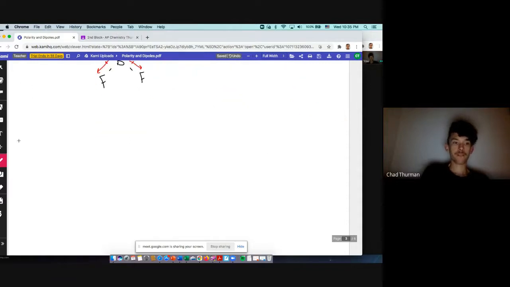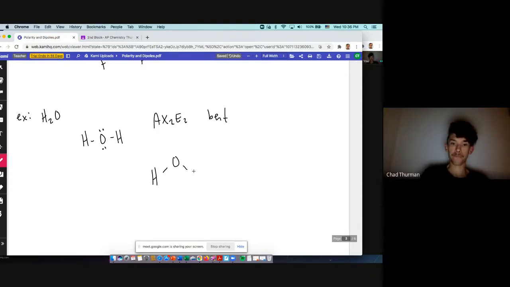Okay, let's do a few more. This one I should not have to tell you guys at all. This is the tetrahedral family of bent. You guys all know that water is a bent molecule. Draw your dipole arrows. You guys all know the story for this one. And yes, it is polar. It has a net dipole moment.